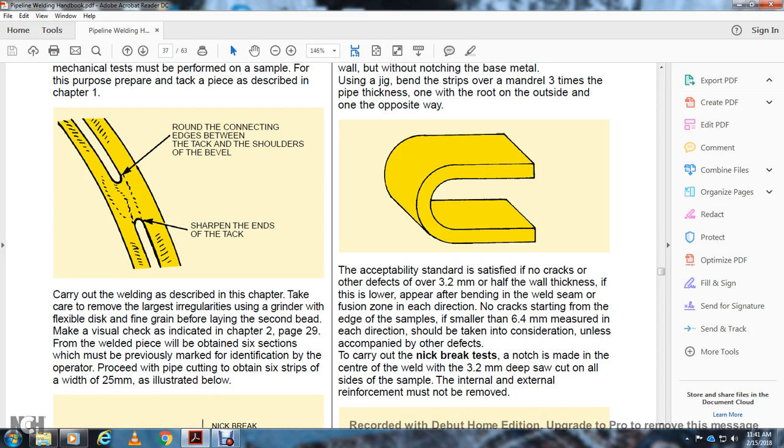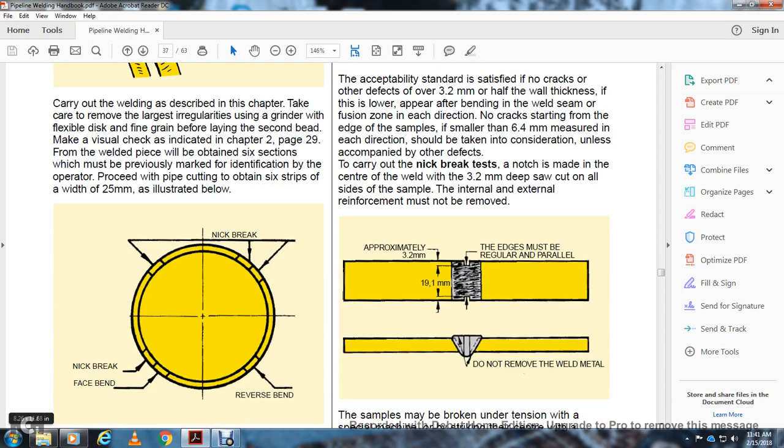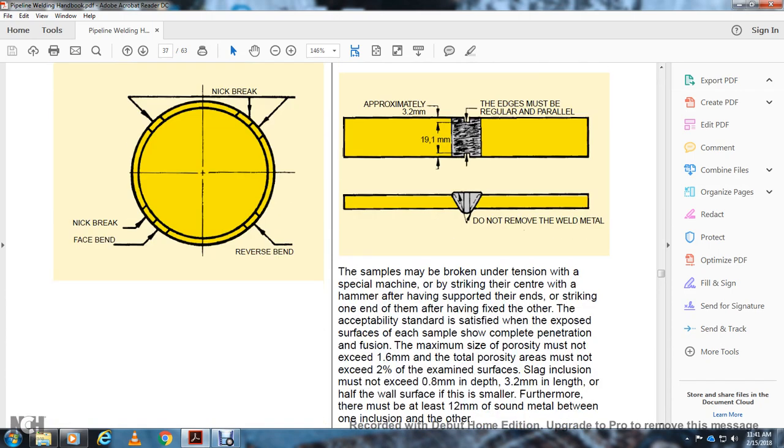Before laying the second bead, do a visual check as indicated in chapter 2, page 29, on the welded piece. The six sections must be previously marked for identification. Proceed with the pipe cutting to obtain six strips of 25 millimeters width, as illustrated below: the nick break, face bend, reverse bend, and nick break.